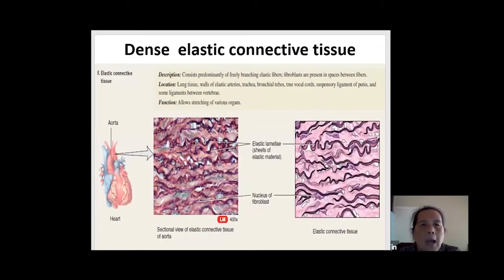Then we go to our example of dense elastic connective tissue. That's basically from blood vessels, taken from the aorta. Then we can see the dense fibers in there, pretty tight. That's another example here.